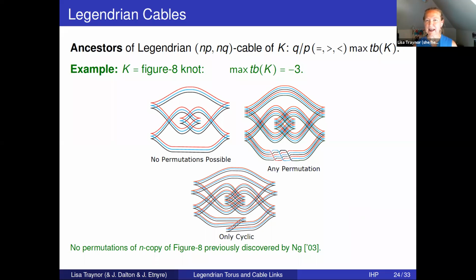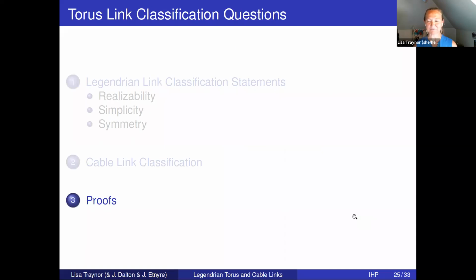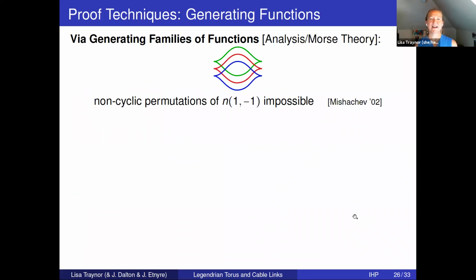Okay, so now I'm going to move on to the proofs a little bit. When we're studying these links, it's an interesting problem because you can approach it from different techniques. In general, when you're studying Legendrian submanifolds, we have lots of different techniques. One of my favorite techniques was the generating functions.